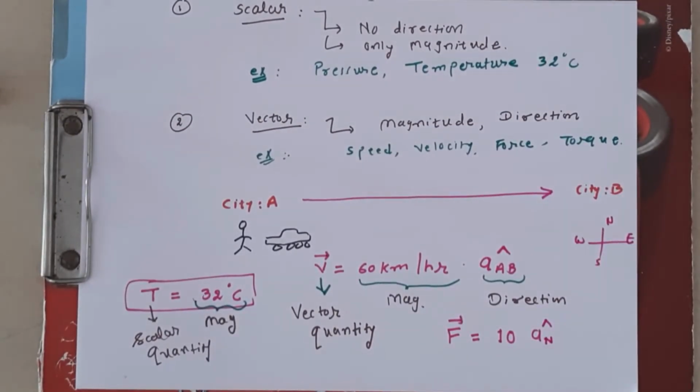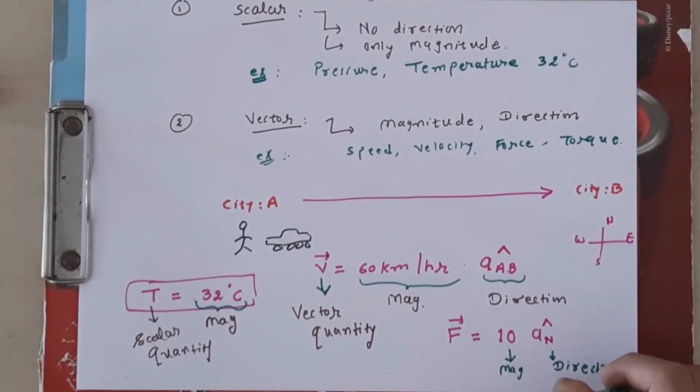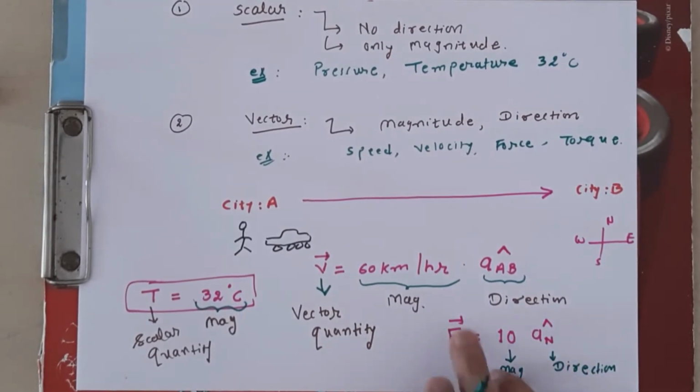So what does this actually indicate? Here, what is 10? Ten is the magnitude. What does N indicate? N indicates the direction of force, and F is nothing but force, and it's a vector quantity. So what is the value of force? The value of force is 10, but in which direction? The direction is the N direction. So this unit vector indicates just the direction.